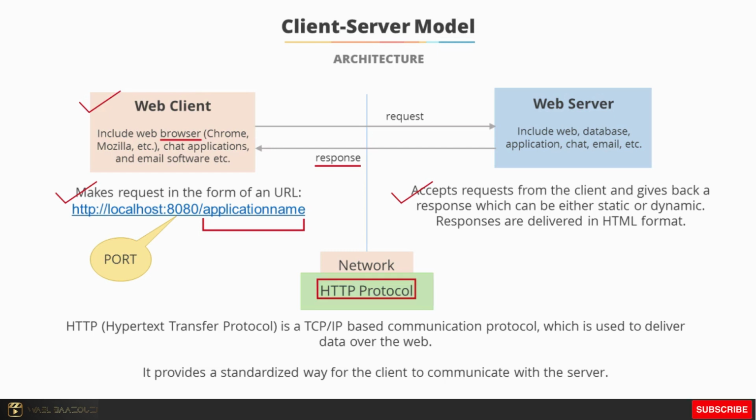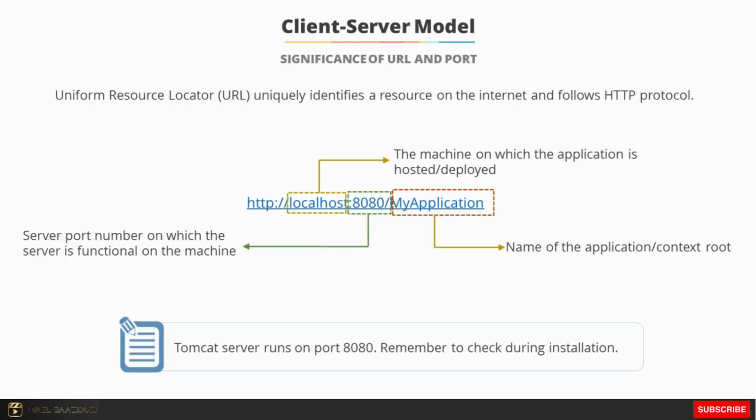So this request and response is typically working on the network on the HTTP protocol. The HTTP protocol is a TCP/IP based protocol which is used to deliver data on the web, and it provides a standardized way for communication. So we can focus on the business problem and we don't have to worry about how data is going to be sent between the client and the server. The uniform resource locator uniquely identifies a resource on the internet.